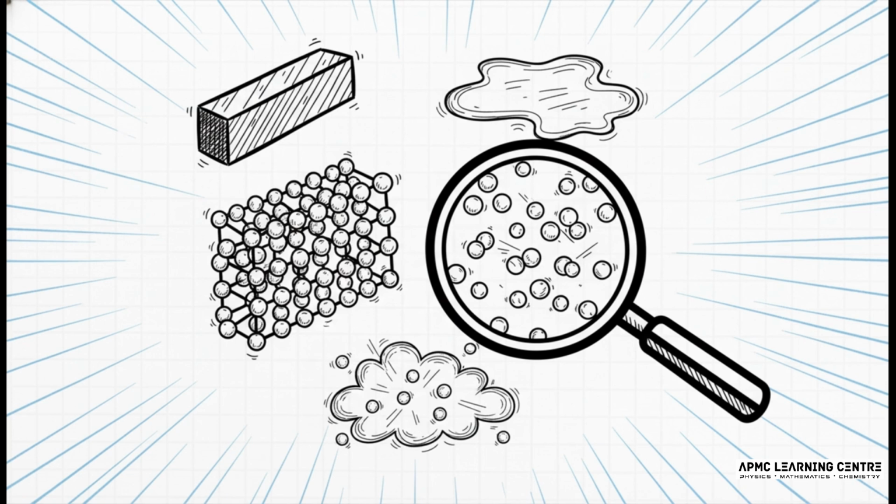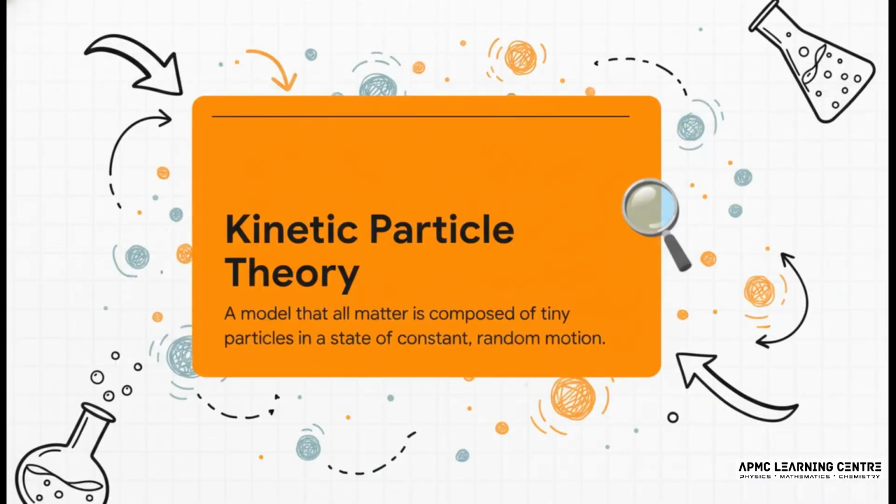Countless tiny invisible particles that are always, and I mean always, moving. They're constantly jiggling, bouncing, and zooming around. That one simple fact is the key to, well, pretty much everything. And this powerful idea has a name, of course. It's called the kinetic particle theory.